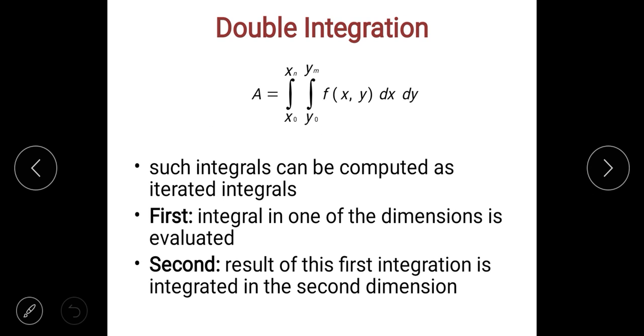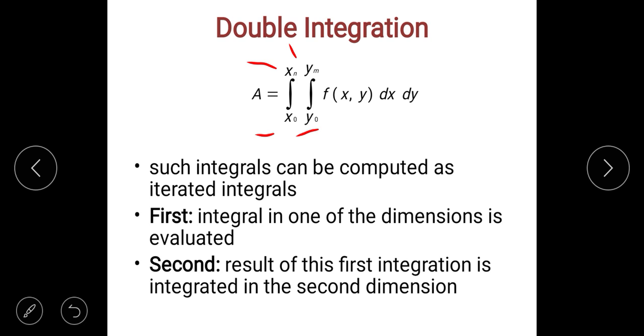Double integration mathematically can be represented as the double integral of f of x comma y dx dy. Here, this is called a definite integral because the limits for integration are given: x0 to xn, y0 to ym. So x0 is the lower limit for x, and xn is the upper limit for the x term.